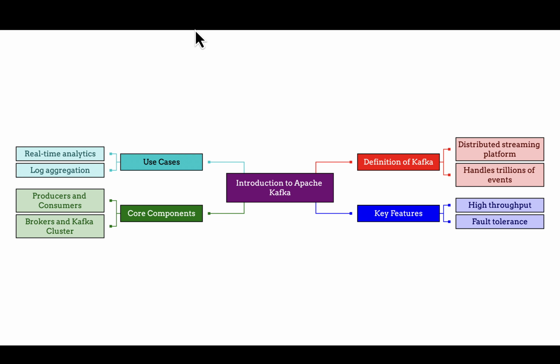Introduction to Apache Kafka. 1. Definition of Kafka. Apache Kafka is a distributed streaming platform designed for building real-time data pipelines and streaming applications. It's capable of handling trillions of events a day.